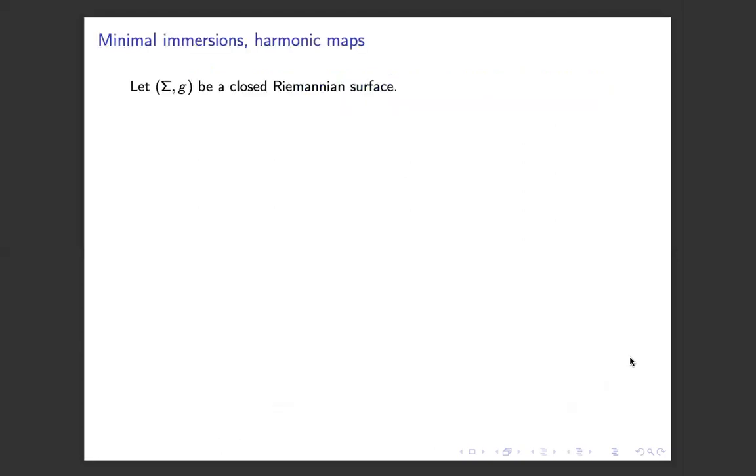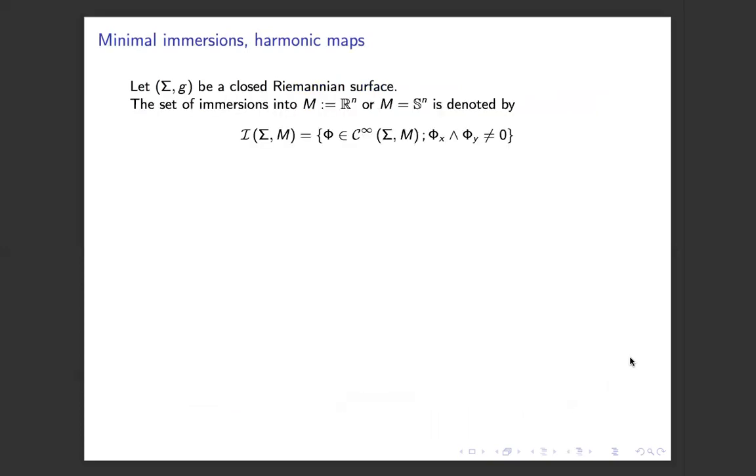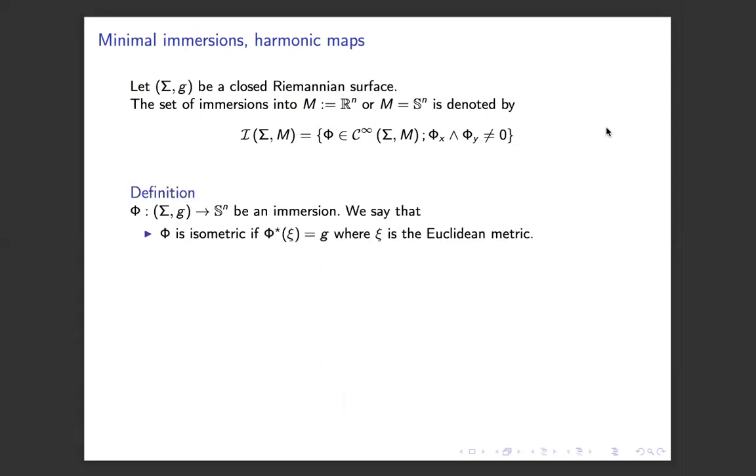So let me focus on definitions. First, in the closed case, we say that something is an immersion if we have a tangent plane at each point on the image. And we denote the set of immersions as follows. Take I(Σ, M), where M is the target manifold. It is the Euclidean space or the sphere in our case. So definition, we say that an immersion is isometric if the pullback of the Euclidean metric is the Riemannian metric.